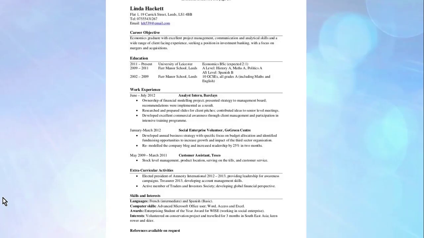So here is an example CV to give you an idea of the layout. So it is important to have consistent formatting throughout and to have clear headings so it's easy for the employer to read.